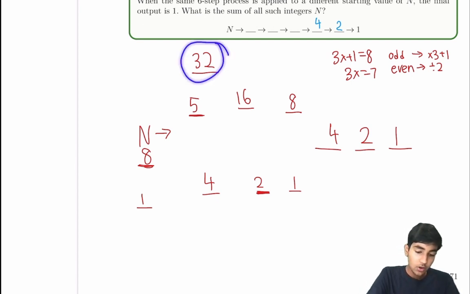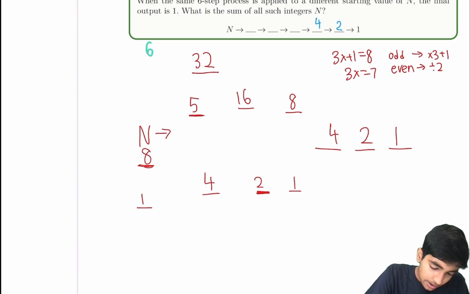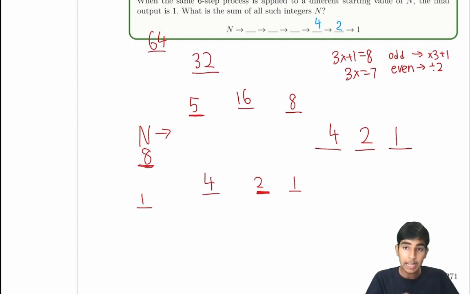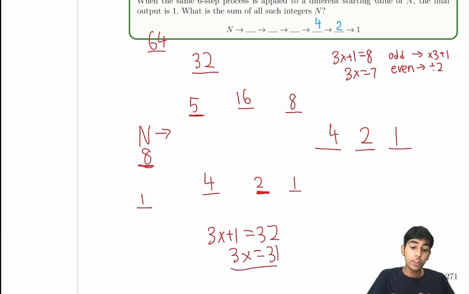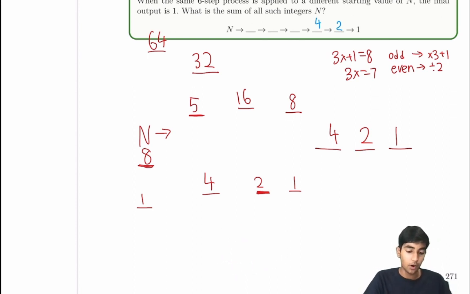So if it's 32, of course we can just have 64, and then just do 64 divided by 2. And also, times 3 plus 1, if we have something like 3x plus 1 equals 32, 3x equals 31, this isn't possible. So the only possibility for n, if the previous value was 32, is 64.